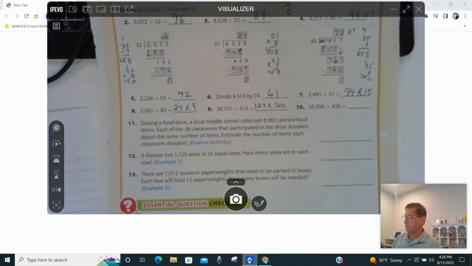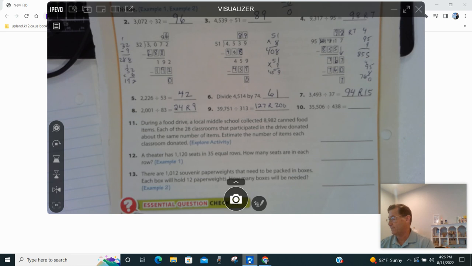Or 127, 127 and 203/13. Okay, number 10.